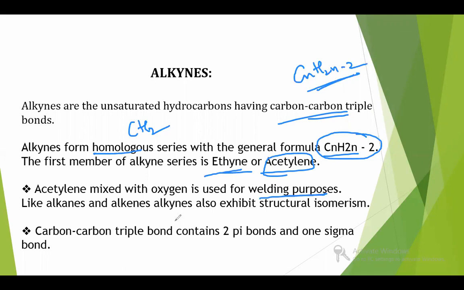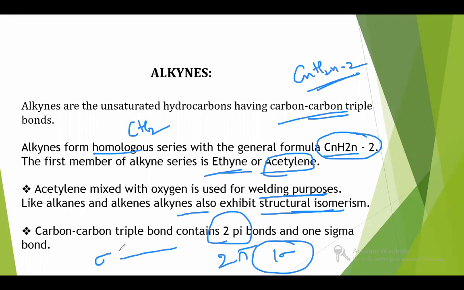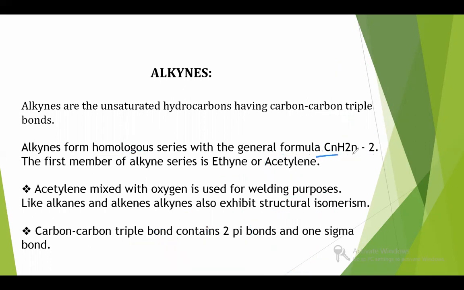Like alkenes, alkynes also exhibit isomerism, especially structural isomerism. The carbon-carbon triple bond contains 2 pi bonds and 1 sigma bond. The basic bond it forms is sigma, and the other 2 bonds are pi bonds. An alkyne is an unsaturated hydrocarbon having a carbon-carbon triple bond, and it forms a homologous series.